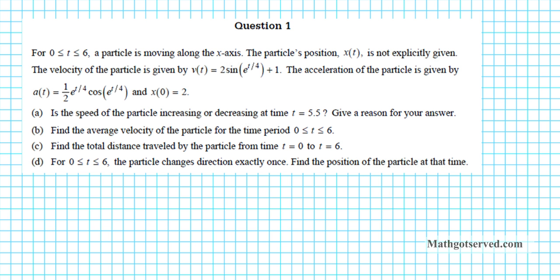Question one says that for 0 less than or equal to t less than or equal to 6, a particle is moving along the x-axis. The particle's position, x of t, is not explicitly given. The velocity of the particle is given by v of t equals 2 sine e to the t over 4 plus 1. The acceleration of the particle is given by a of t equals 1 half e to the t over 4 cosine e to the t over 4, and x of 0 equals 2.